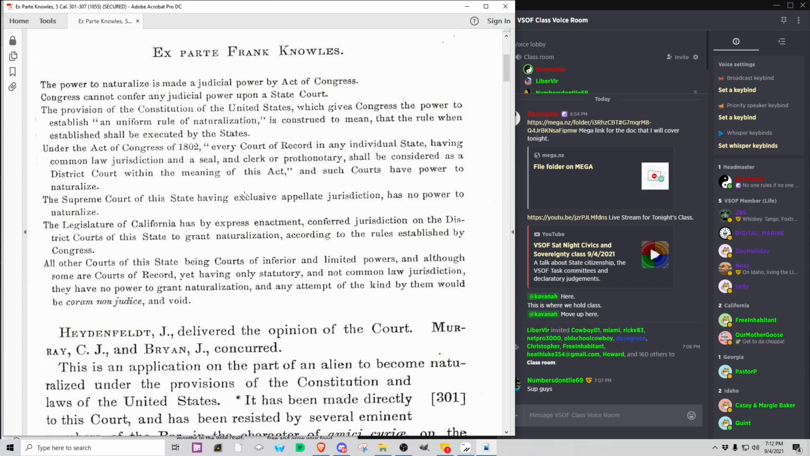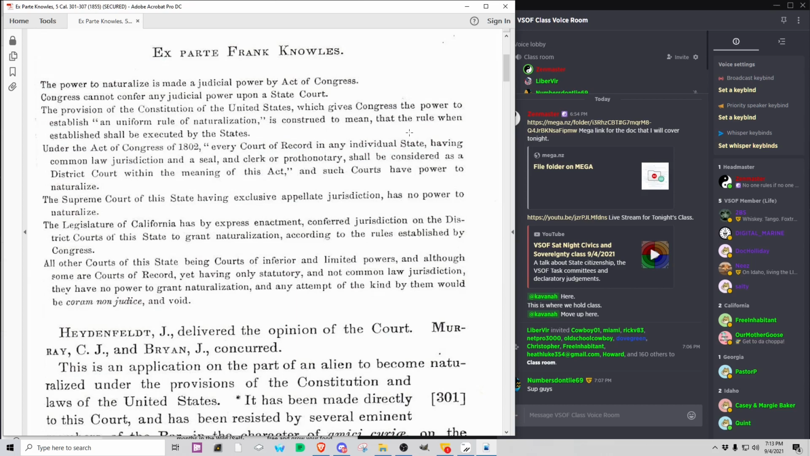Under the Act of Congress of 1802, quote, every court of record, right? So that's a court that proceeds according to the course of the common law, not according to statutes. Every court of record in every individual state having common law jurisdiction and a seal, which is the main important reason why everybody has to make their own house seal, so you can have your own seal for your own court, because this is what they're talking about. And clerk or prothonotary shall be considered as a district court within the meaning of this act.